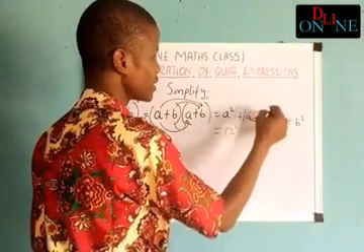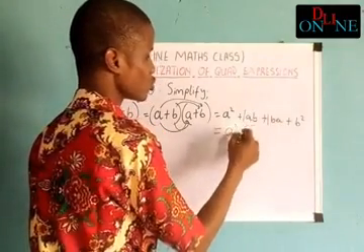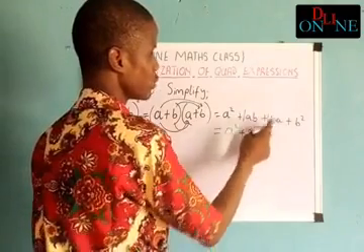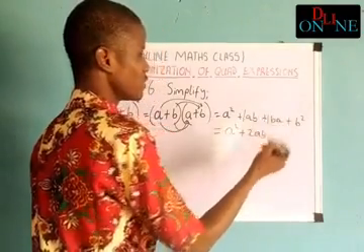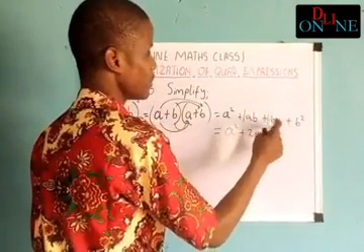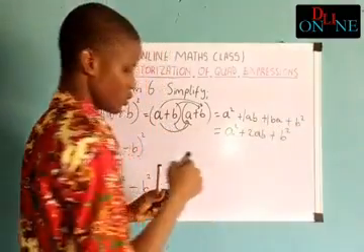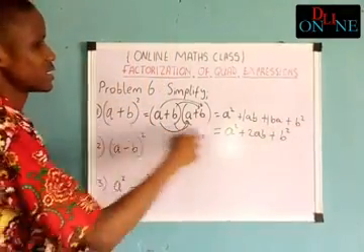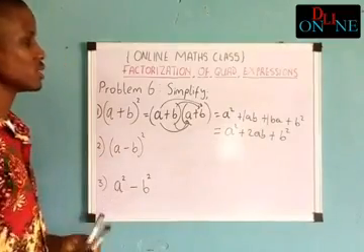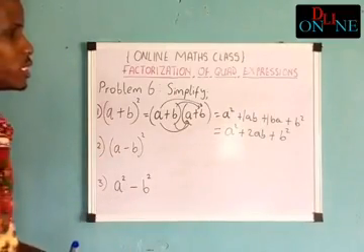We add the coefficients, plus coefficients, that gives 2. 1 plus 1 is 2. Then we repeat the ab or ba, whichever you feel like. Then we have b squared. So whenever you have an expression like this, it will always lead you to this.